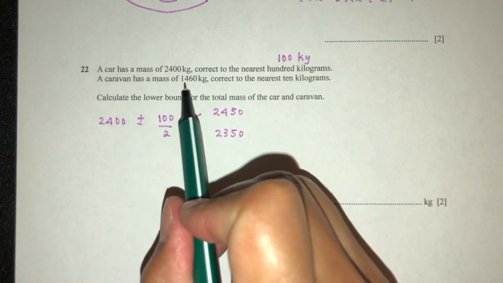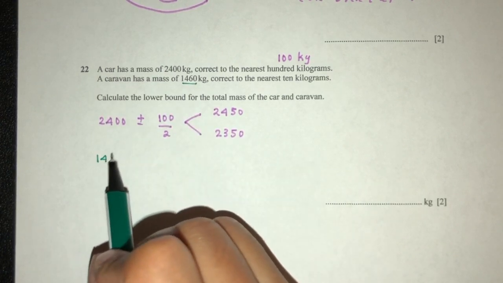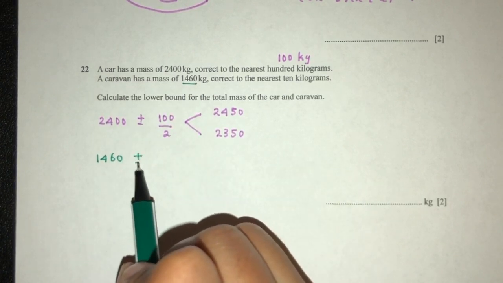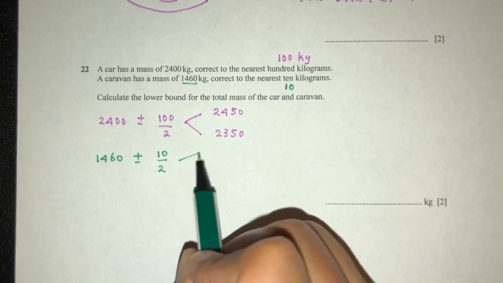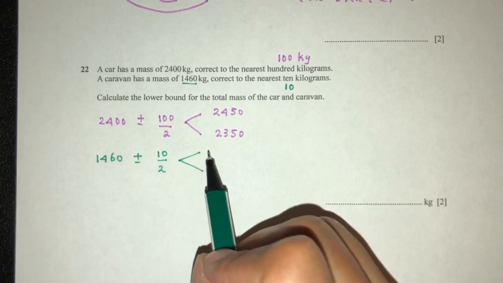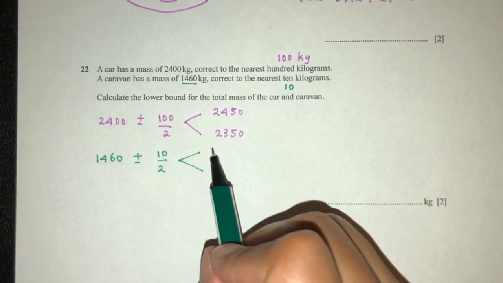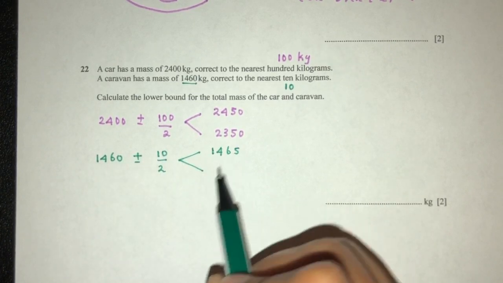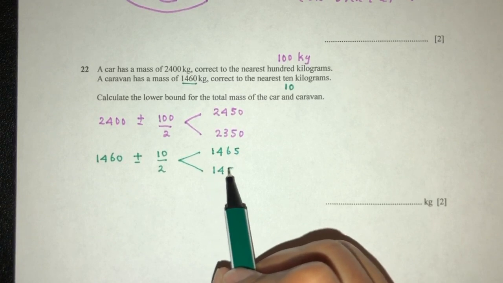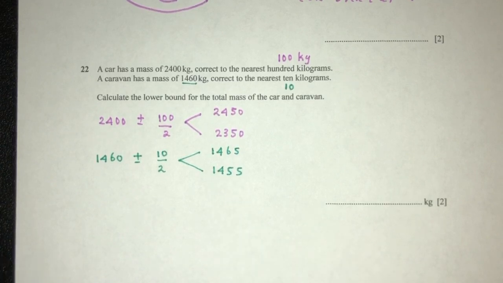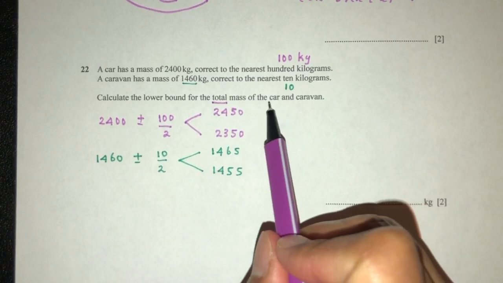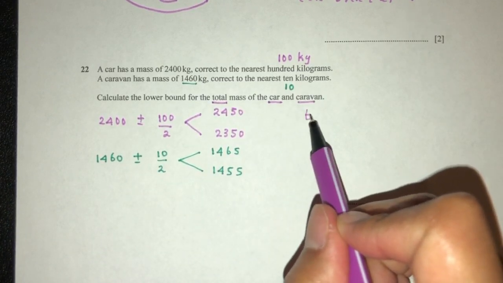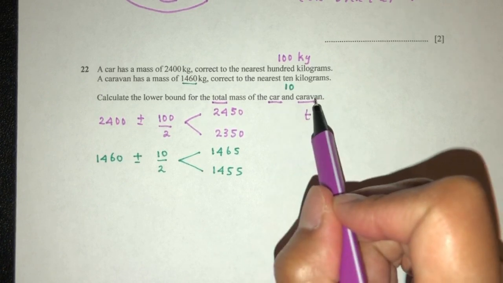Now let's move on. A caravan has a mass of this. That will be 1460 plus minus, so 10 over 2. That will be 5, obviously. That will be 1465, and that will be 1455. So for part 1, we have to calculate the lower bound for the total mass of the car and the van. So total mass is found by adding the mass of the two.